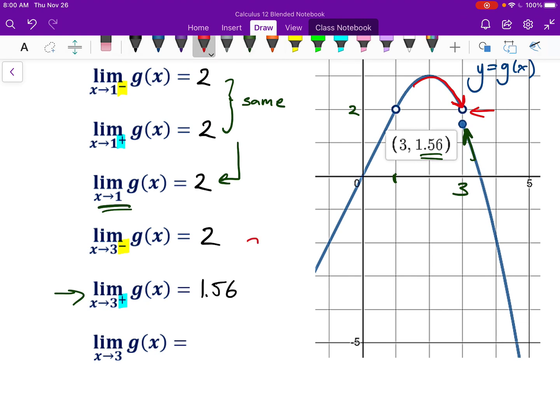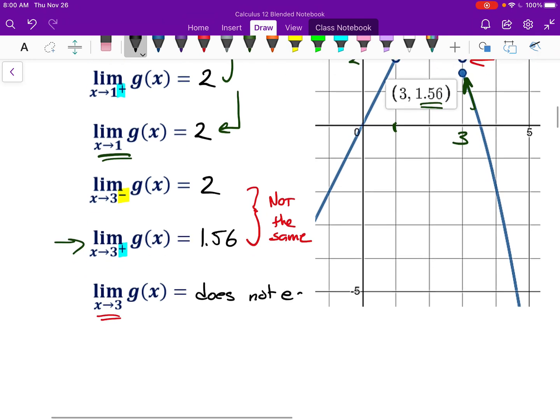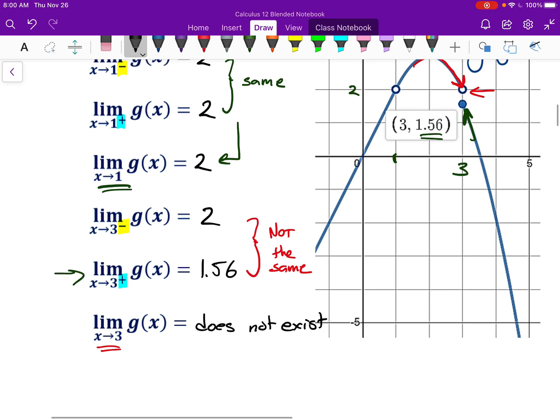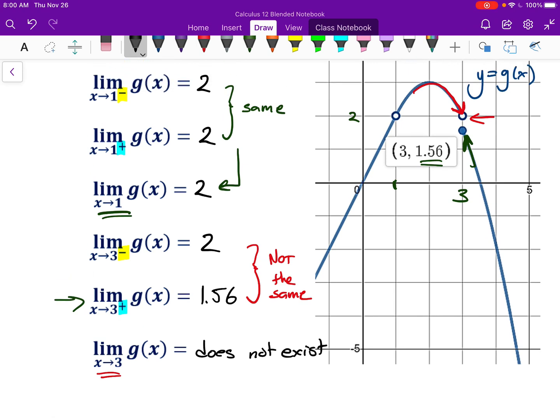In this case, notice these are not the same. And so anytime you have limits approaching from the left and the right that are not the same, then if we just ask for the limit as we approach 3, we say it does not exist. I'll make my writing a little bit neater there. And so if a limit does not exist, that means we don't get the same value when we approach from the left and the right. If we do get the same value, the limit exists. In the previous case up here, it equaled 2.